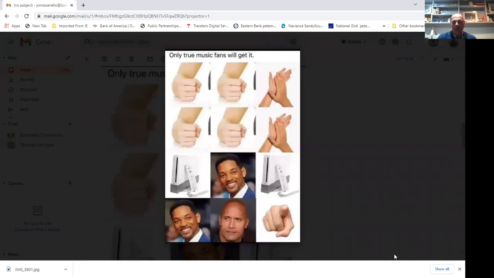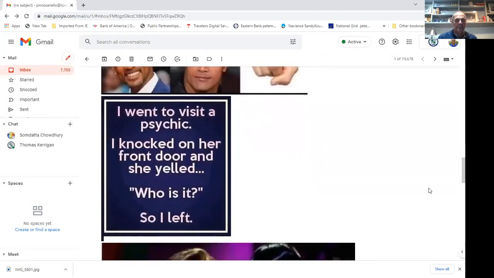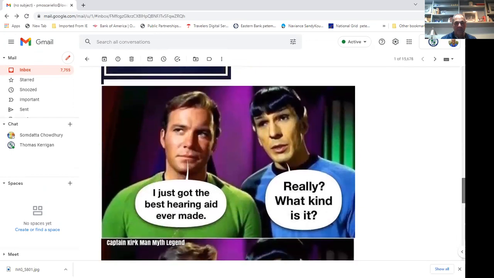Pound, pound, clap. You know, that is a Wii console. Will Smith, Wii console. Will Smith, The Rock, finger pointing at you. Pound, pound, clap. We will. Very clever. All right, that one. Then you got that one. All right, here.